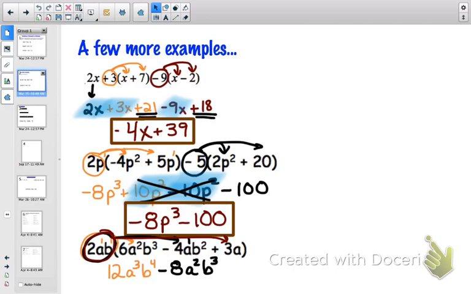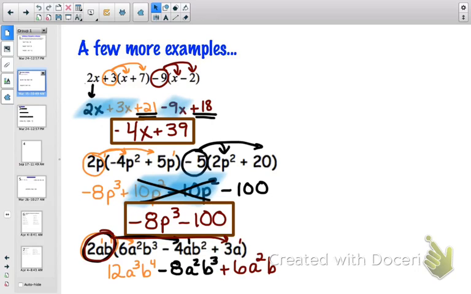Now let's move on to the last one. 2 times 3 is 6, and then a to the first times that other a to the first is going to be a to the second. And then I have that b in front of the parenthesis, but no more b's, so it's just going to stay a single b. Again, these are not like terms.